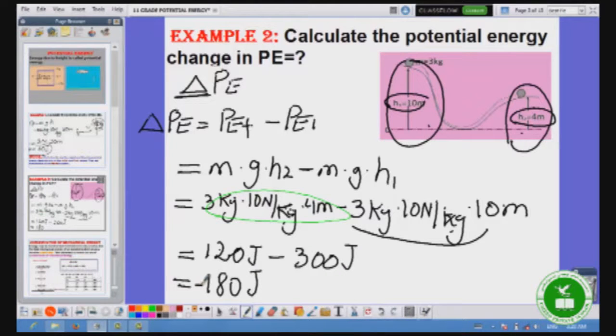And it's minus. This minus shows that if height decreases, then potential energy will decrease. So changes in potential energy is minus 180. This minus shows the decrease in potential energy.